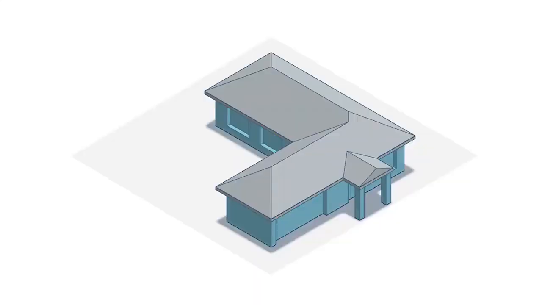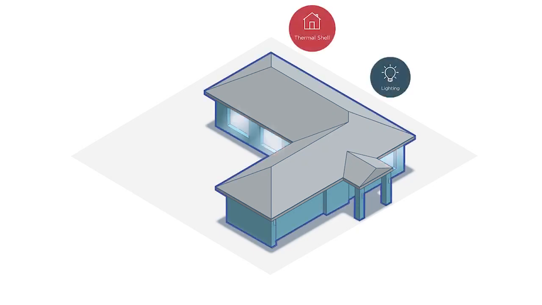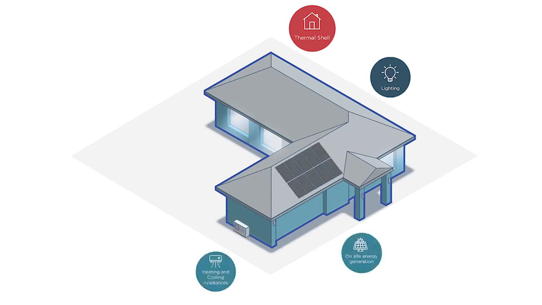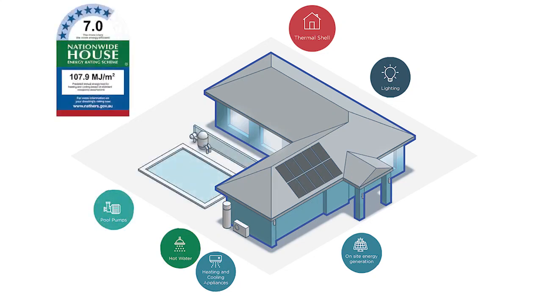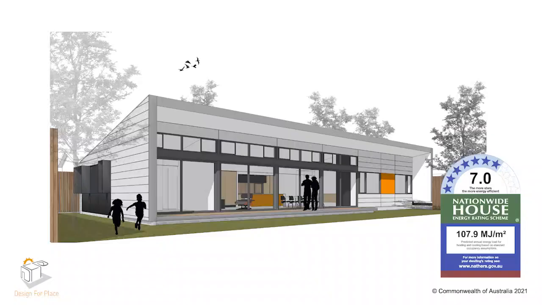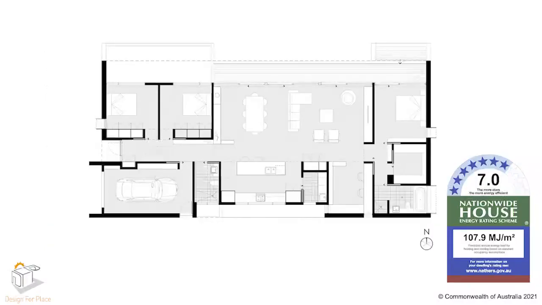The Whole of Home Benchmark tool has been designed to assess and rate the energy performance of the whole home by including an assessment of the home's fixed appliances. The addition of a Whole of Home assessment adds very little time and effort to a NatHERS thermal assessment. For the purposes of this demonstration, a 7-star NatHERS thermal assessment has been preloaded into the tool. Right, let's get started with the demonstration.